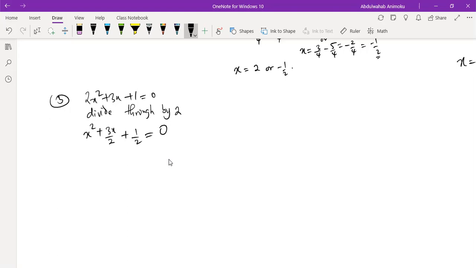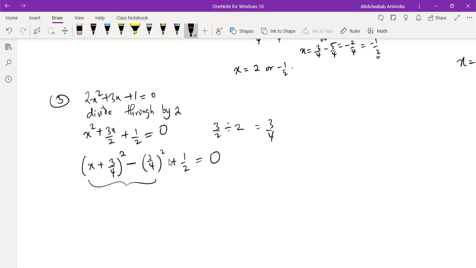Okay, now you are ready to complete the square, which is basically you divide the coefficient of x by 2, and that gives us 3 over 4. That's what you're going to attach to x, and you square it, and don't forget to subtract the same number squared. Okay, and then we still have plus 1 over 2 here. This part is equivalent to this part. Don't forget this. Okay, now let's simplify this.